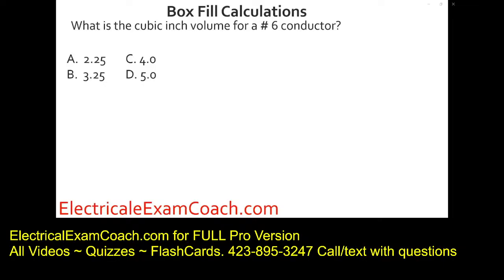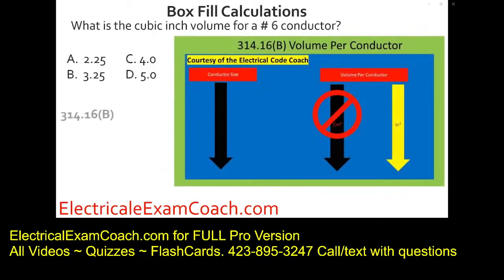What is the cubic inch volume for a number 6 conductor? For this one, we're going to head to 314.16(B). We're going to start here on the left-hand side of the table and find our size conductor. Then we're going to come over and we're going to cross over to our cubic inch volume, and we're going to select D. Great job!